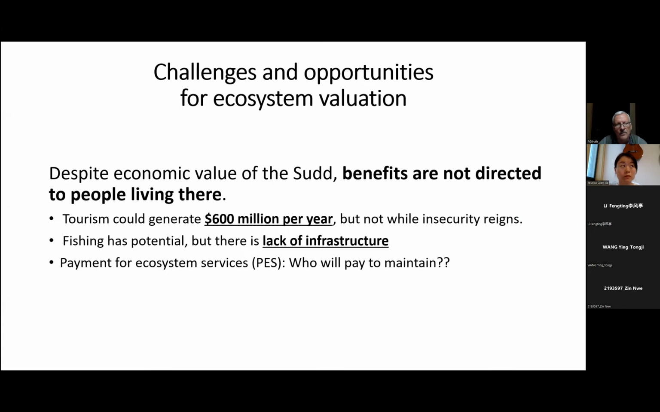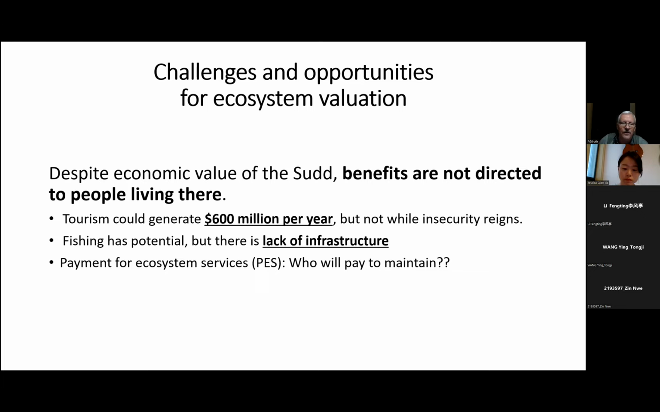Tourism, looking at the wildlife there, is valued at $600 million per year, but cannot happen while insecurity and access is a problem. Fishing has potential, but there's a lack of infrastructure. In terms of payment for ecosystem services, who should pay to maintain this service? Because if you cannot measure it, you cannot manage it. And if you cannot manage it, then the option of draining the swamp becomes reality because in your mind, the Sudd has no value, cannot measure it.